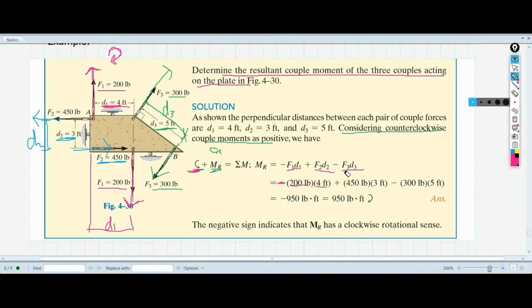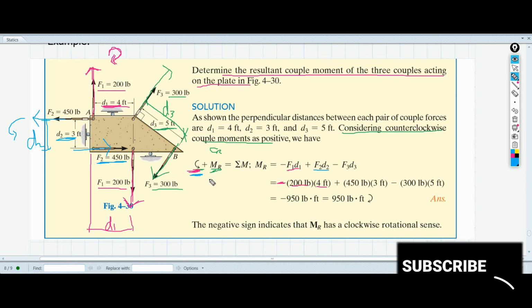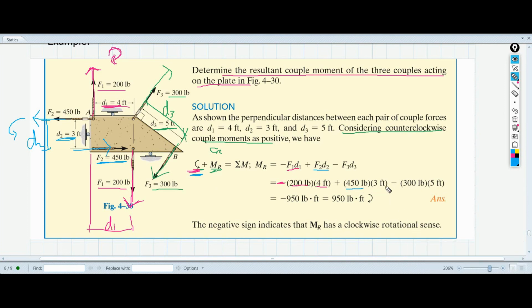So punta naman tayo kay F2. So F2 D2. So ito si F2 natin, color blue tayo. And the direction of the couple is counterclockwise. Ayan yung ikot niya. So ang assumption is positive ang counterclockwise. Same sila na counterclockwise. So positive 450 times 3 feet. So this is our force and then this is our distance.